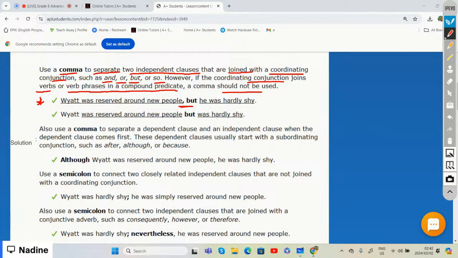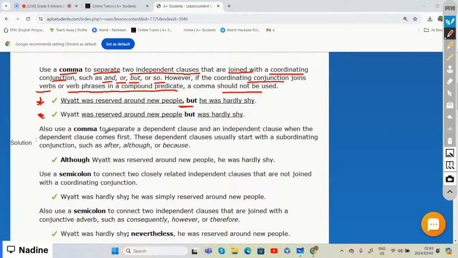But now here they're saying that if, for example, it is joined with a verb or verb phrase in a compound predicate, then a comma should not be used. And that is like this one, where it says Wyatt was reserved around new people but was hardly shy. Instead of saying he was hardly shy, we say was hardly shy, which means the second one does not have a subject. So we do not add our comma.